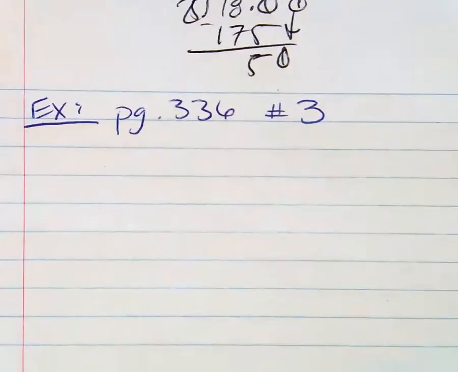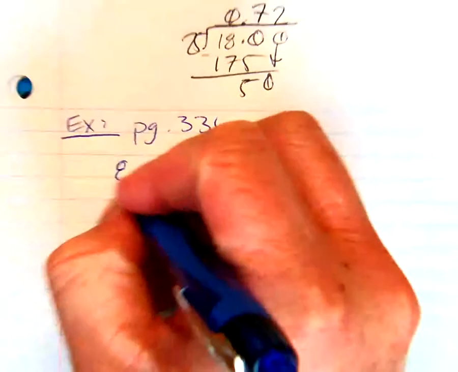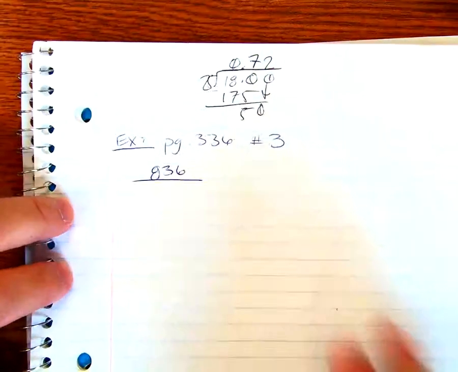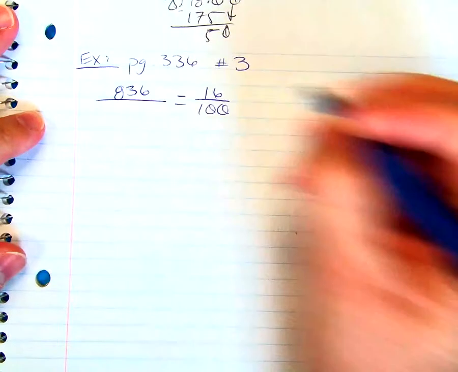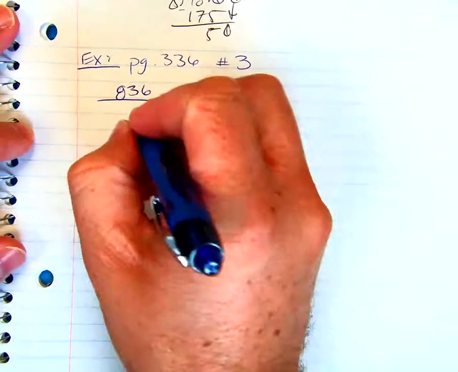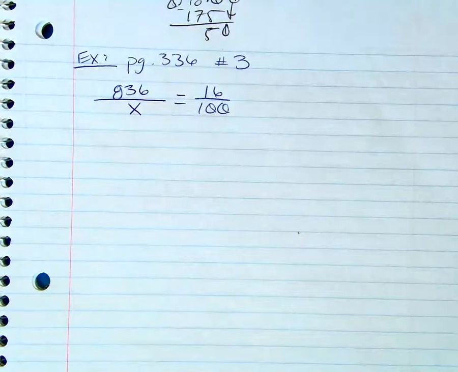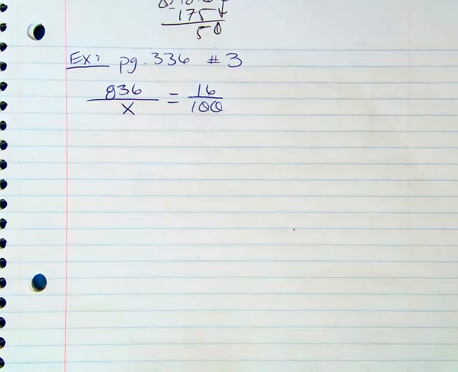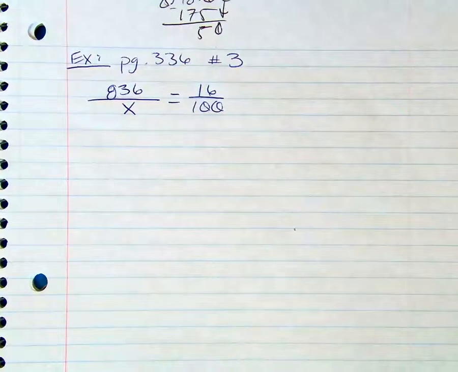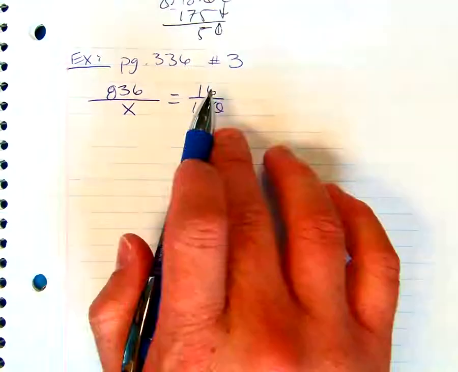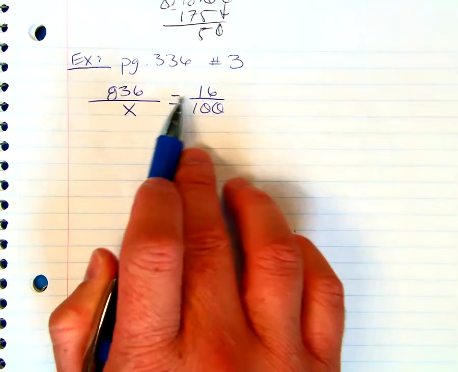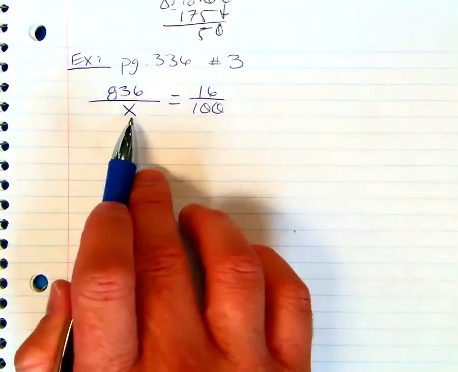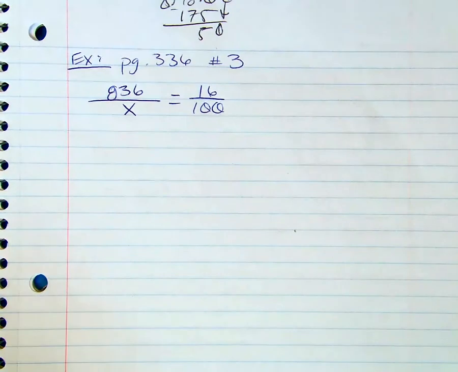So for this problem, we're going to say that 836 is 16%, 16 over 100, of something we're not sure about. So the setup for this, please fix it if you did not have this already. These are where the numbers are supposed to go. 16 is a percent, it goes over 100. 836 is 16% of the total score. From here, we can start solving.